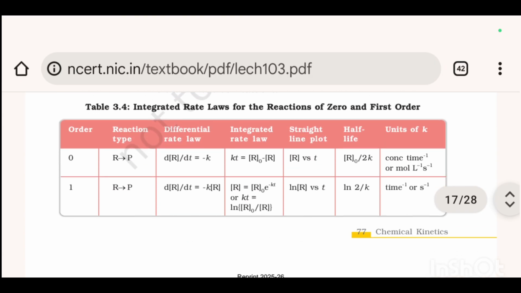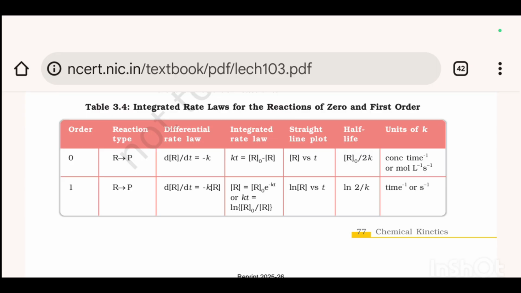Now, Table 3.4 gives us the integrated rate laws for reactions of zero and first order. Order 0. Reaction type: reactant gives product. Differential rate law: dR/dt = -k. Integrated rate law: kt = R0 - R. Straight line plot: R versus t. Half-life: R0/2k. Units of k: concentration time inverse, or mol L^-1 s^-1.